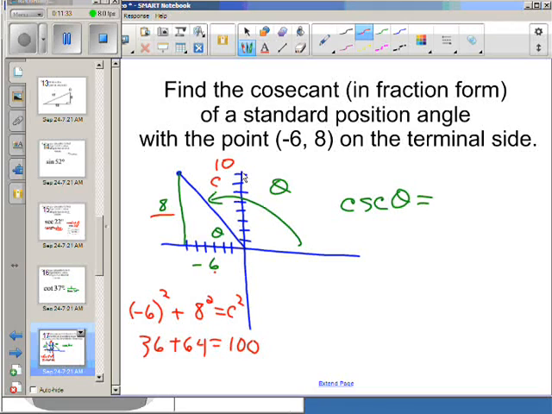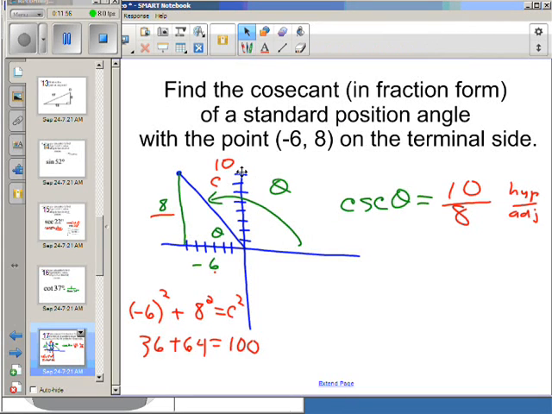So anyway, now we're back to our cosecants. Now I know my hypotenuse. I have all the pieces I need to figure out what my cosecant ratio is. The cosecant ratio for this angle in this triangle would be, instead of 8 over 10, it's going to be 10 over 8, my hypotenuse over my opposite, sorry, not adjacent.